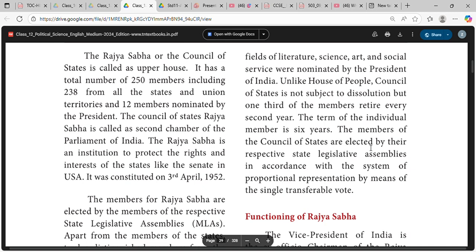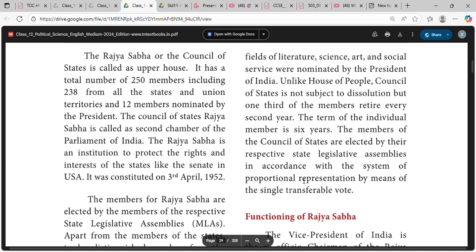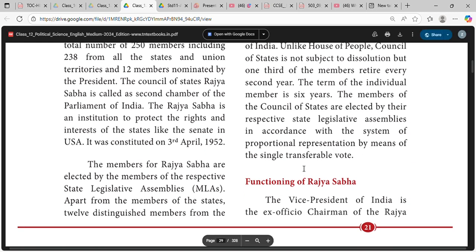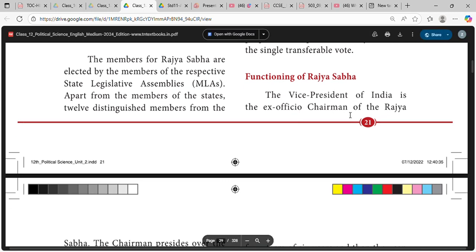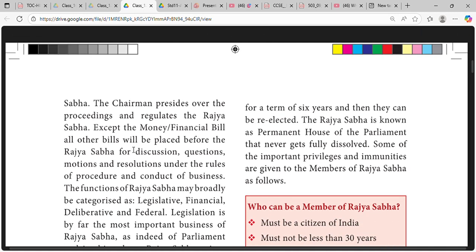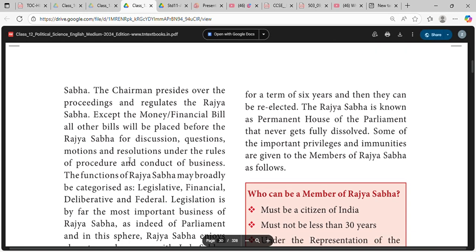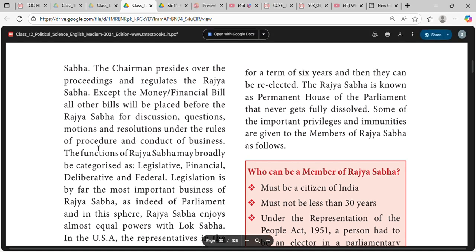The members of the Council of States are elected by the respective state legislative assemblies in accordance with the system of proportional representation by means of the single transferable vote. The Vice President of India is the ex officio chairman of the Rajya Sabha. The chairman presides over the proceedings and regulates the Rajya Sabha. Except the money bill and the financial bill, all the other bills will be placed before the Rajya Sabha for discussion, questions, motions, and resolutions under the rules of procedure and conduct of business.